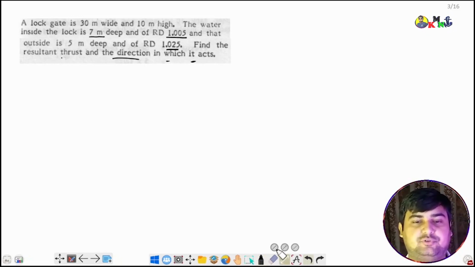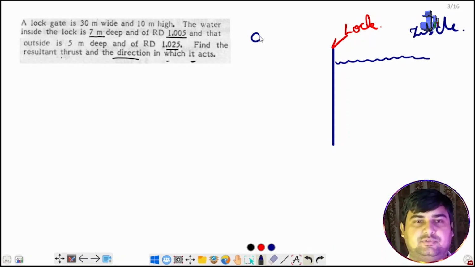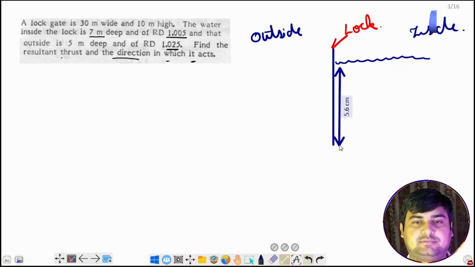For this question, we'll draw one diagram. Suppose this is a lock. So the water inside the lock. First we'll draw inside. Inside the lock is this side. So this you can say inside, and this you can say outside. The water inside the lock is 7 meters deep. So this height inside the lock is 7 meters. And RD is also given. RD is 1.005.